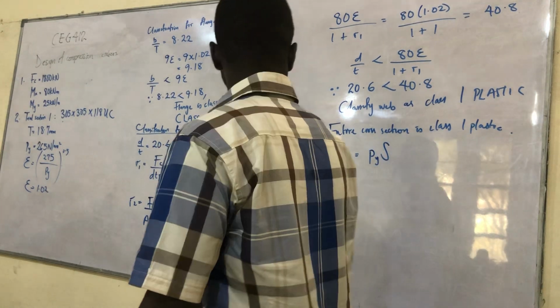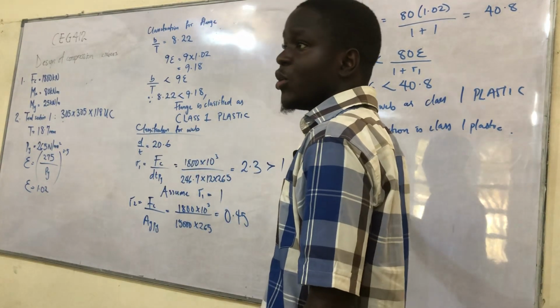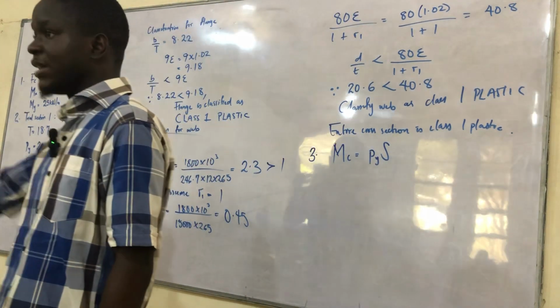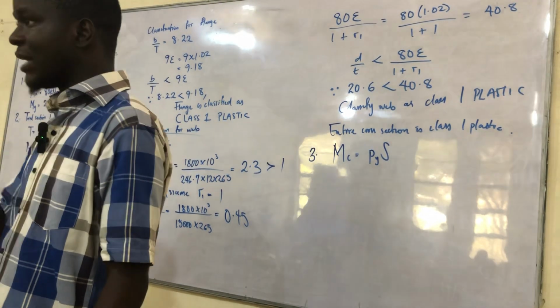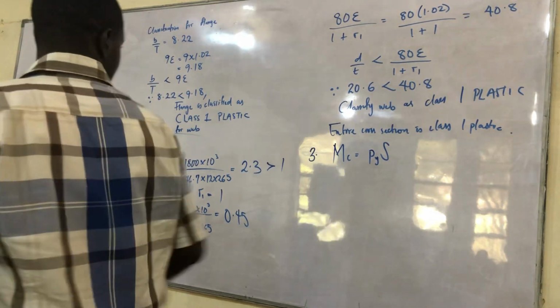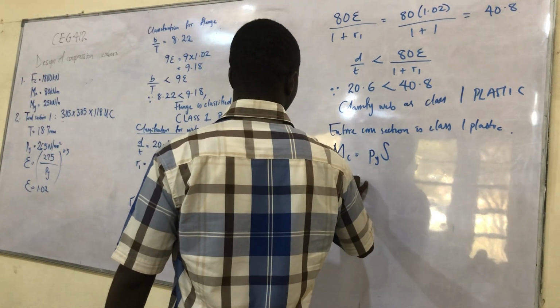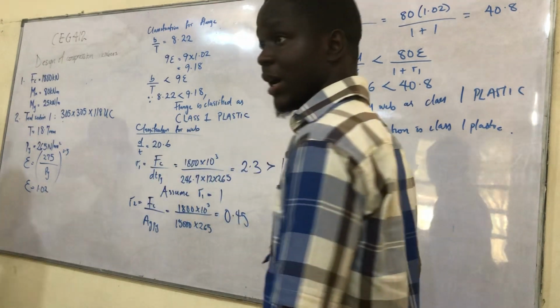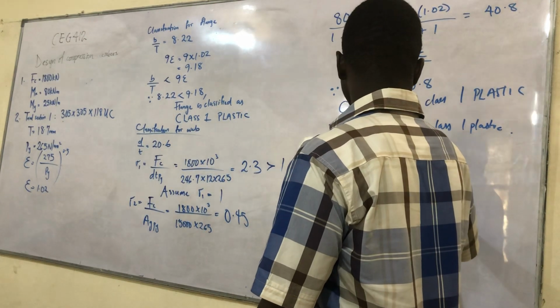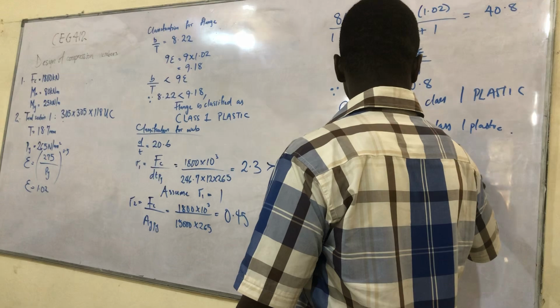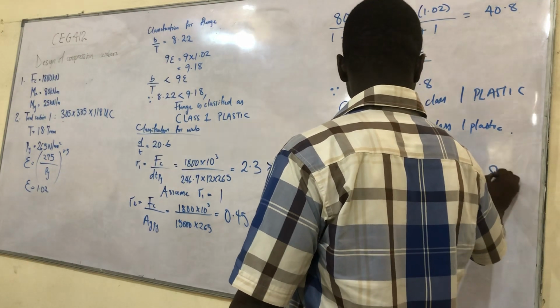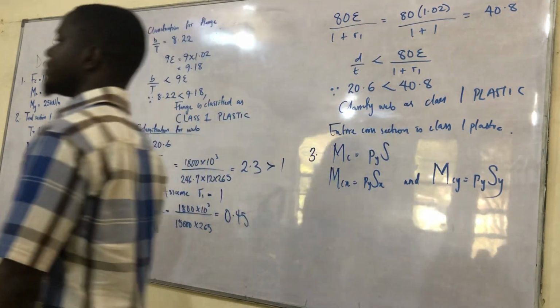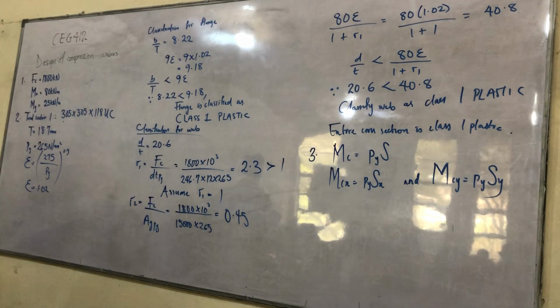Now, in this case, listen. We'll be solving for both axes, that is MCX and MCY. So this formula will now become MCX is equals to PYSX. Are you with me? And MCY is equals to PYSY. Now, what is S? Plastic modulus. So you have for X axis and for Y axis.